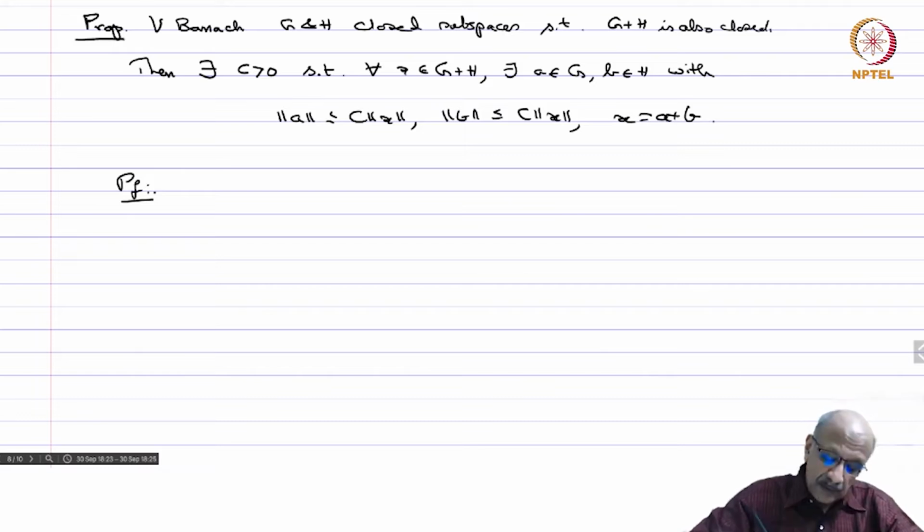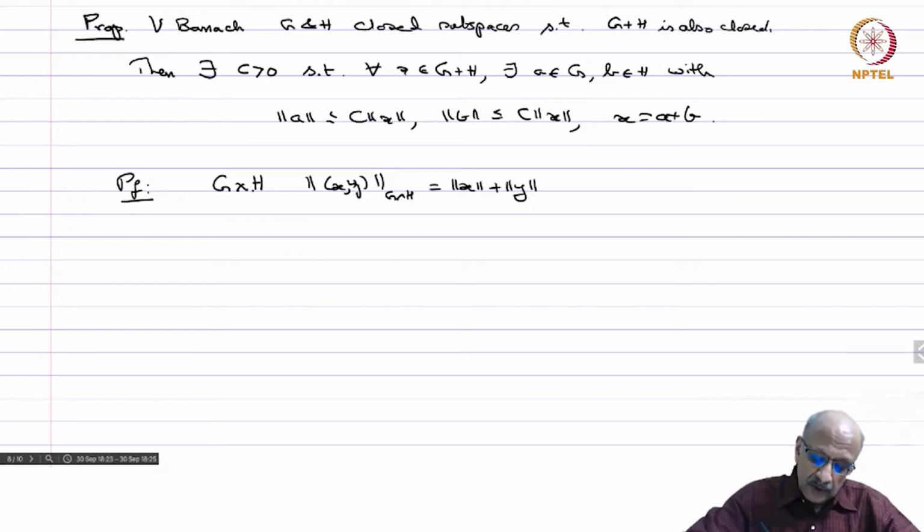So you consider the space G cross H with the norm. So the norm of (x, y), we have already seen this, in G cross H is norm x plus norm y. Now both are closed subspaces of a Banach space, so each one is a Banach space in its own right. So the product is a Banach space with this as the norm. We have seen the dual of such a space in one of the exercises already.